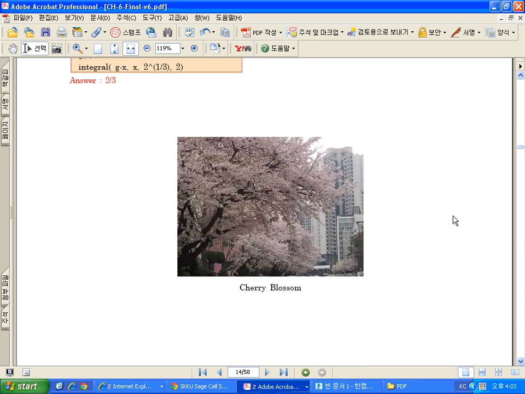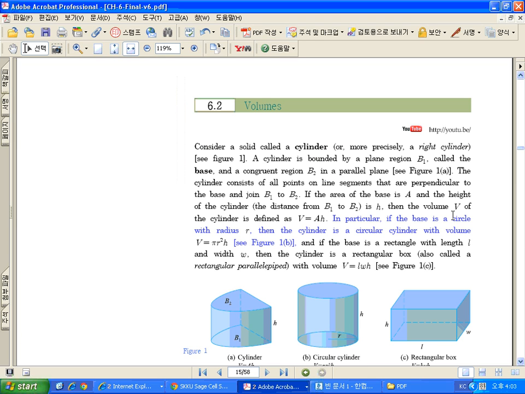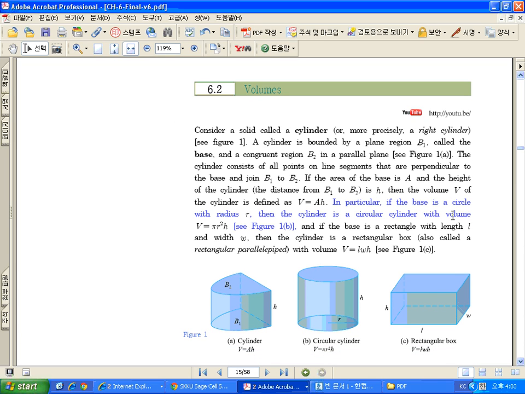We had a wonderful cherry blossom last week. Okay, before we start 6.2, we may take some rest.